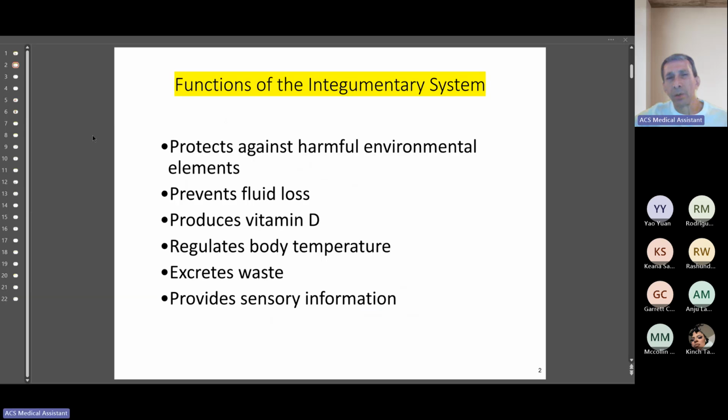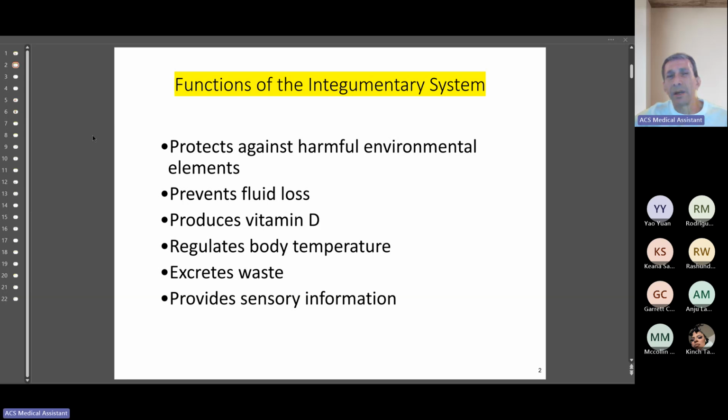So let's talk about the functions of the integumentary system. Very important to know functions of the systems because sometimes exam questions are based on what is the function of this system? What exactly does the integumentary system do? How does it protect our body?